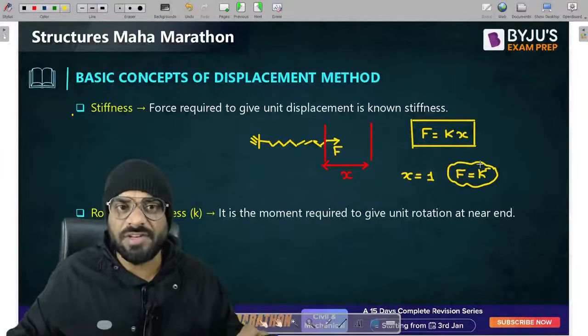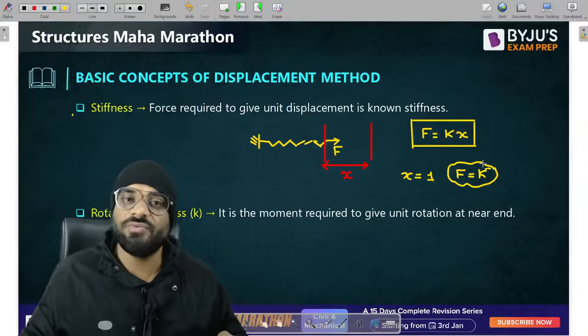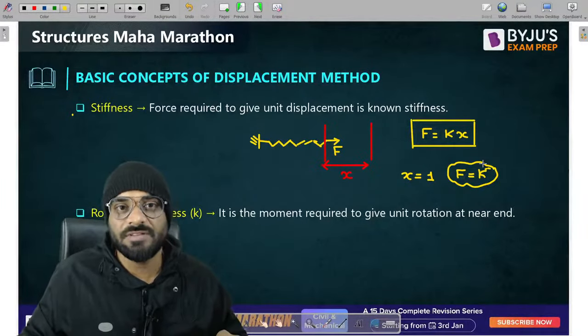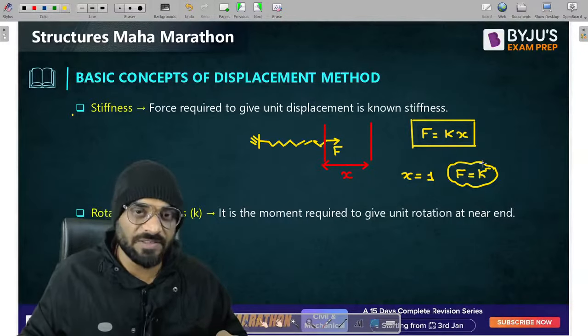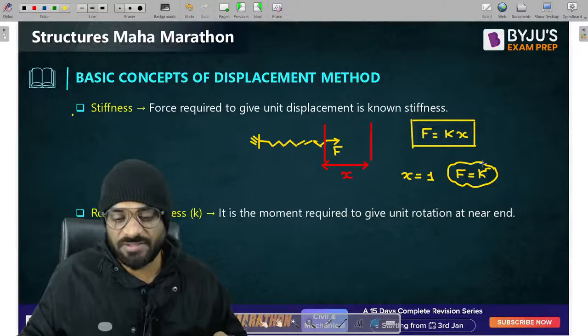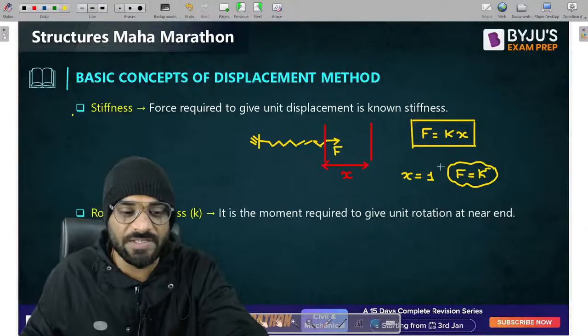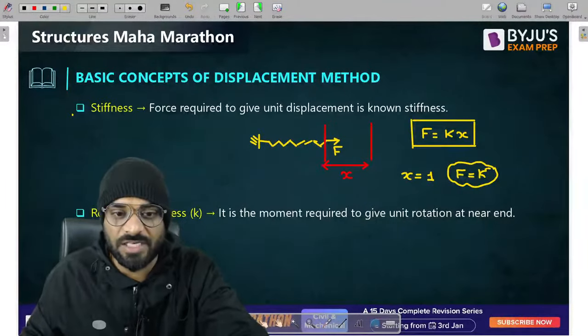But such a definition is not useful in the case of structures. Why? Because we are dealing with beams, columns, etc. So guys, in our case, we need to use a new term which is known as rotational stiffness, not just stiffness, right? Rotational stiffness. Now the question is, what is rotational stiffness? Let's understand it. But before that guys, let me hide myself so that I can write over there.